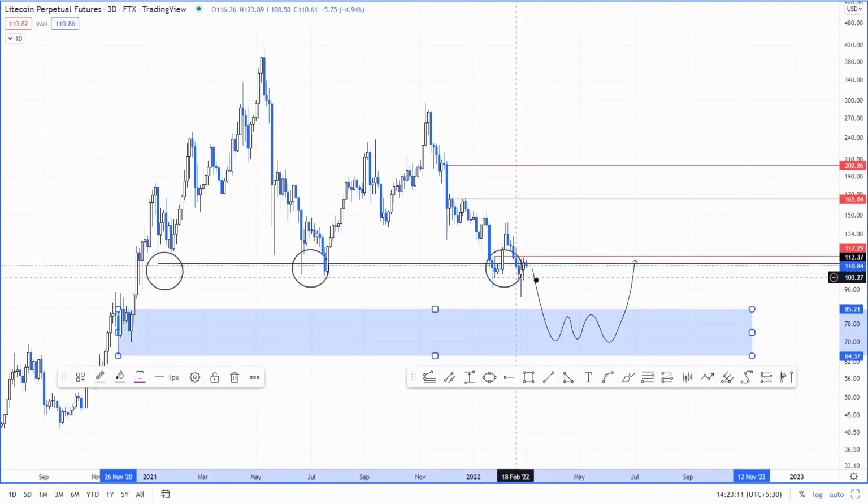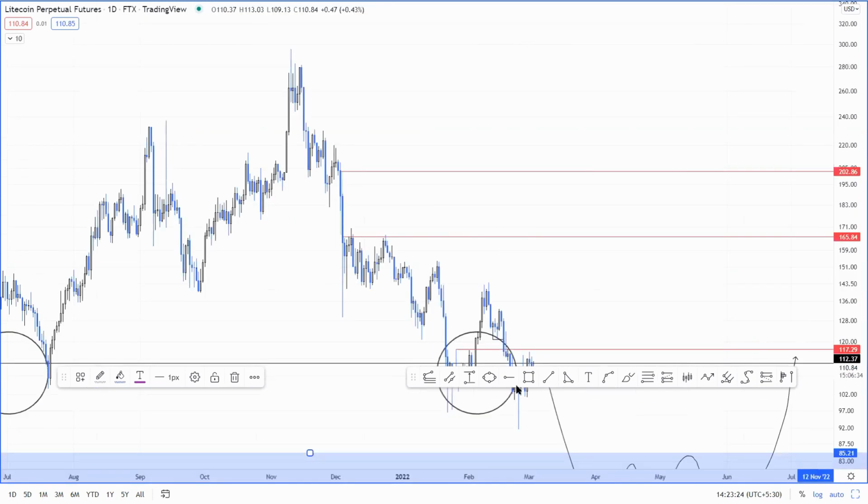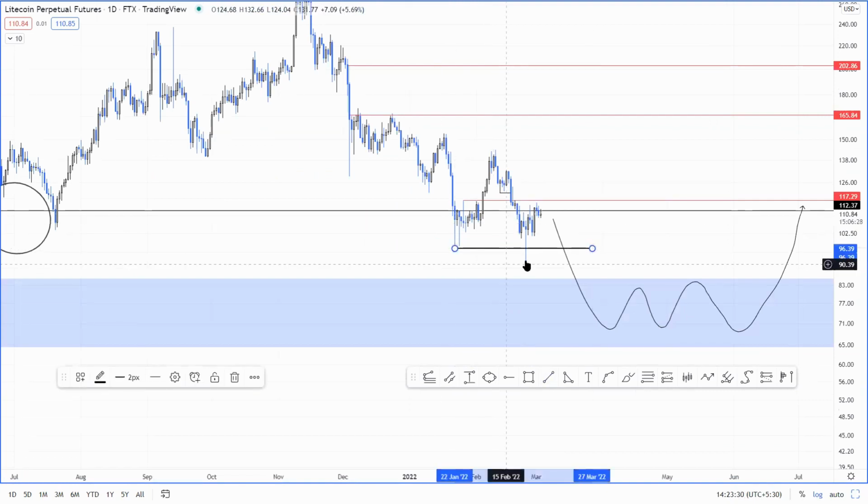And like I mentioned in the last video, a move into this area would be a pretty good indicator that a reversal is likely, right? But for now, we've got something else, which is the price managed to produce a lower low, and since then it's gone up. It's currently retesting the 112 and the 117 resistance levels, which is good, right?